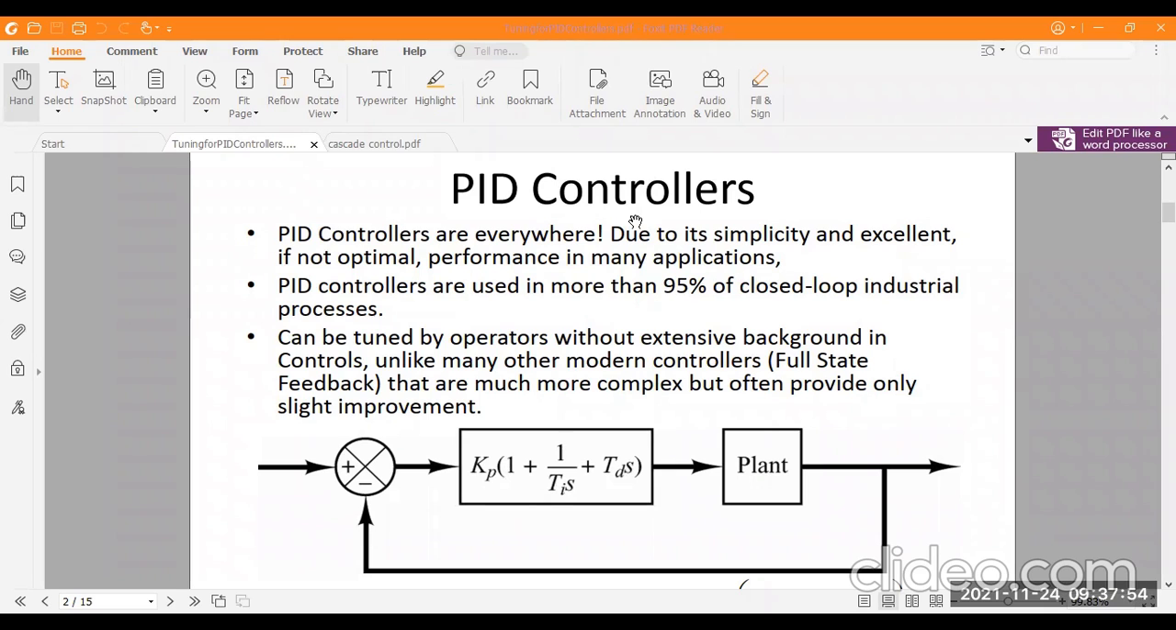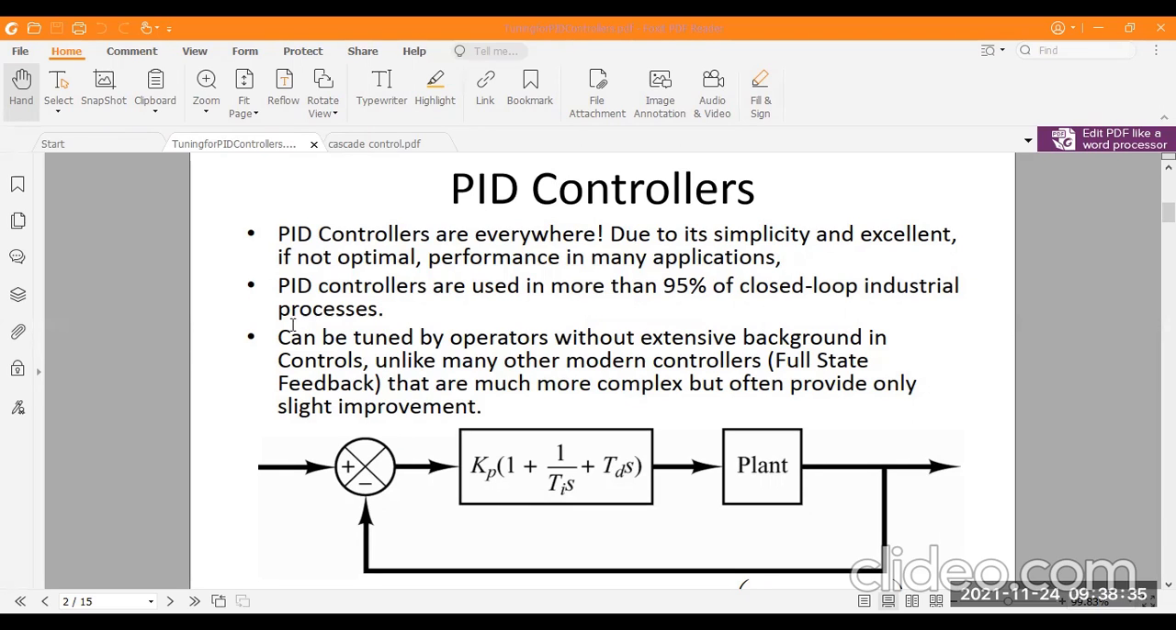So just to recall, PID controller tuning is the process of finding the value of the proportional gain, integral gain, and derivative gain of a PID controller to achieve the desired performance and meet the design requirements. These PID controllers are used everywhere in our process control industries, because we have to control three types of constant values.